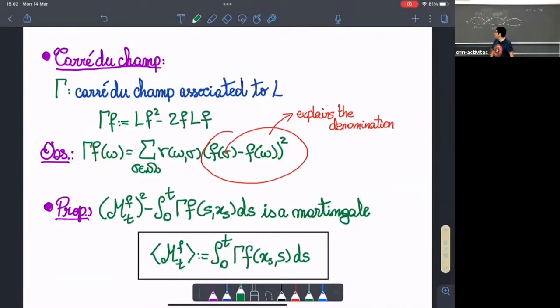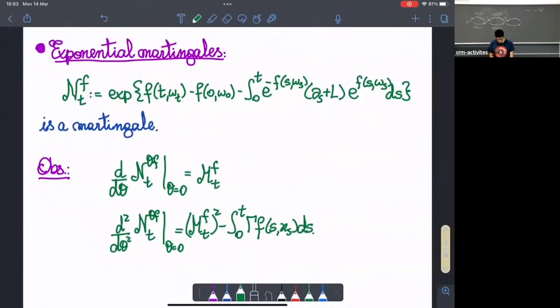I've always been puzzled about these formulas, and I always try to find a way to understand where they come from. I don't know if this is a really good one, but at least I like it. It makes me a little bit more comfortable with these formulas. It's about exponential martingales. It turns out that if you have a function f, an observable of your Markov chain, that guy there is a martingale.